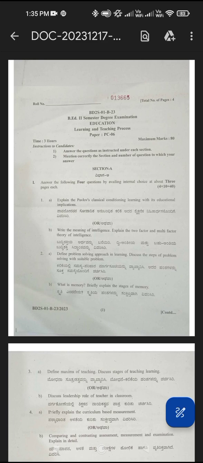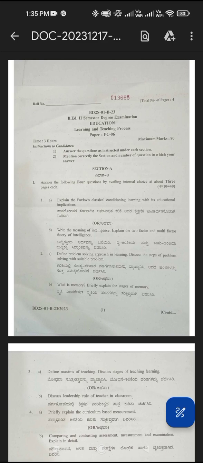Second question, A bit: define problem solving with approach in learning. Discuss the steps of problem solving with suitable problem. B: What is memory? Briefly explain the stages of memory.